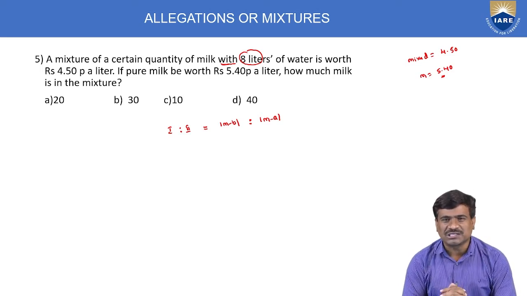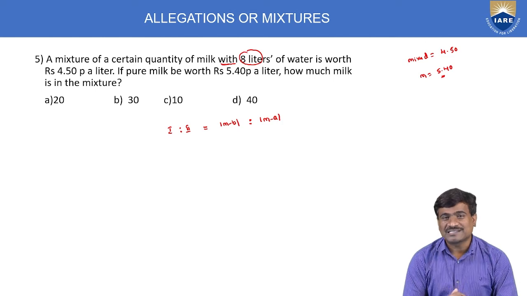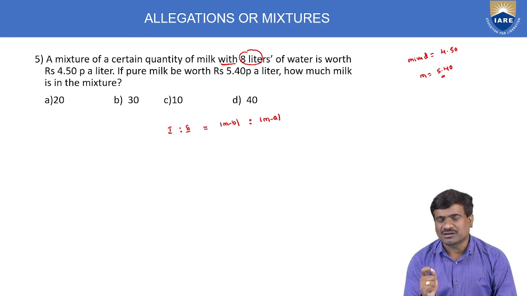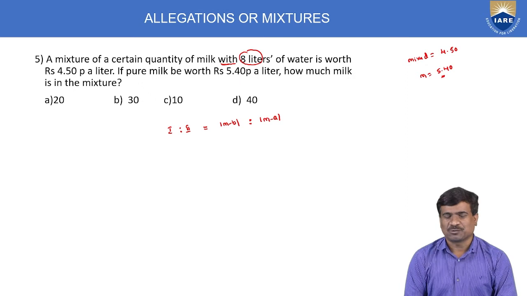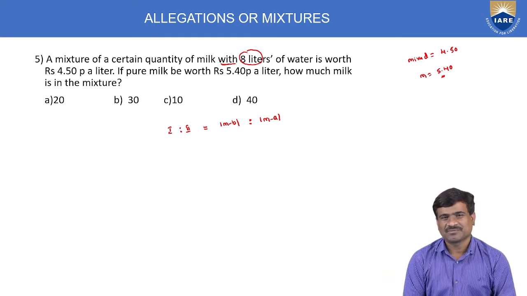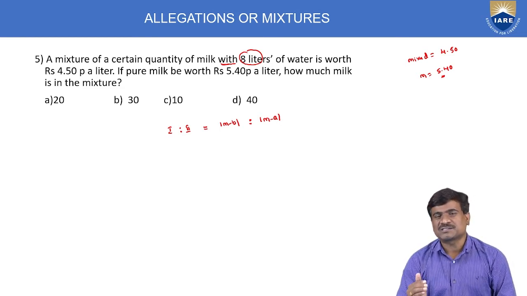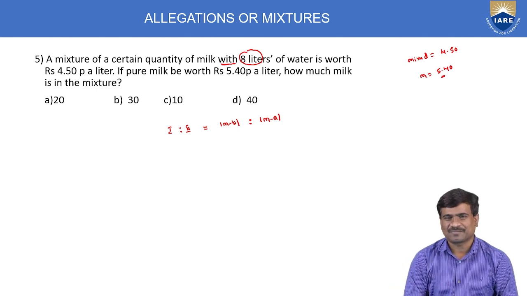From the above information, the quantity of water is 8 liters, but the price of water is not given. In the allegation topic, if the cost price of water is not given, assume 0. Similarly, if the cost price of milk is not given, assume 1. This is applicable only in the allegation topic, not other topics in quant. Second point, here consider only cost prices but not quantities.